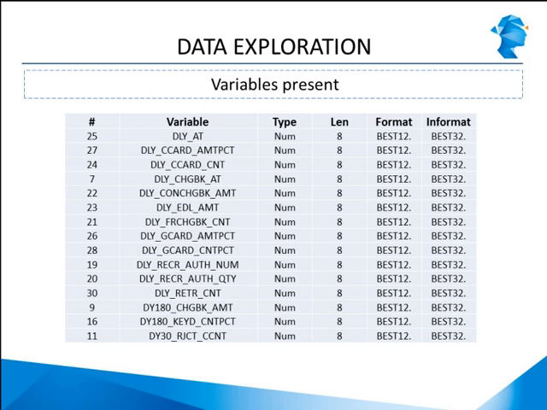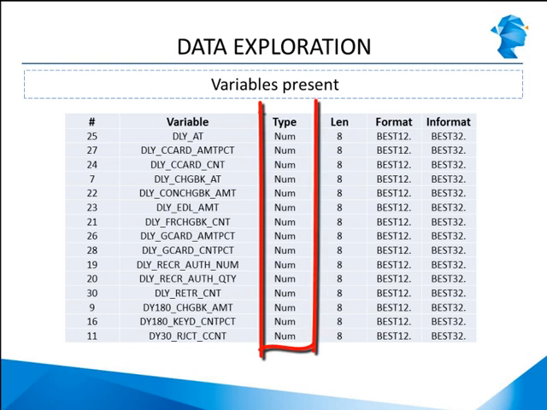Let us first look at the variables that are present in this data set. So we run a simple proc contents on the data set in order to understand the kind of variables that are present. There are 31 variables in all. Here we see some of the variables. One thing you'll notice is that all of these variables are numeric. You can look at the column type to see whether a variable is numeric or character.